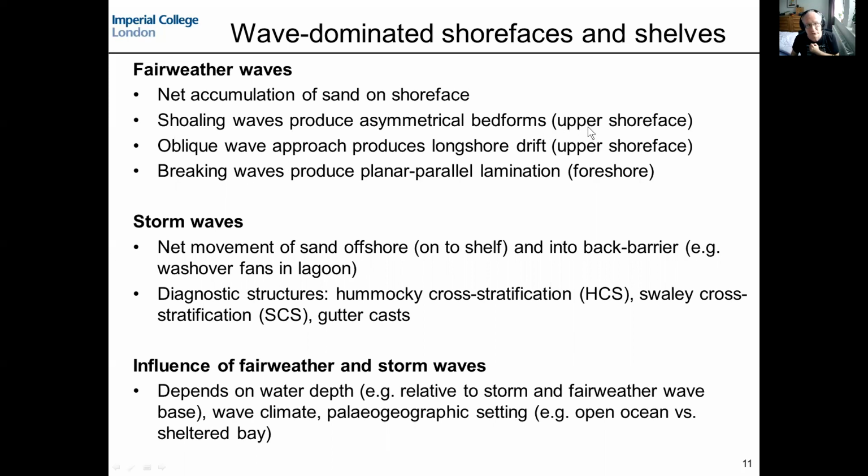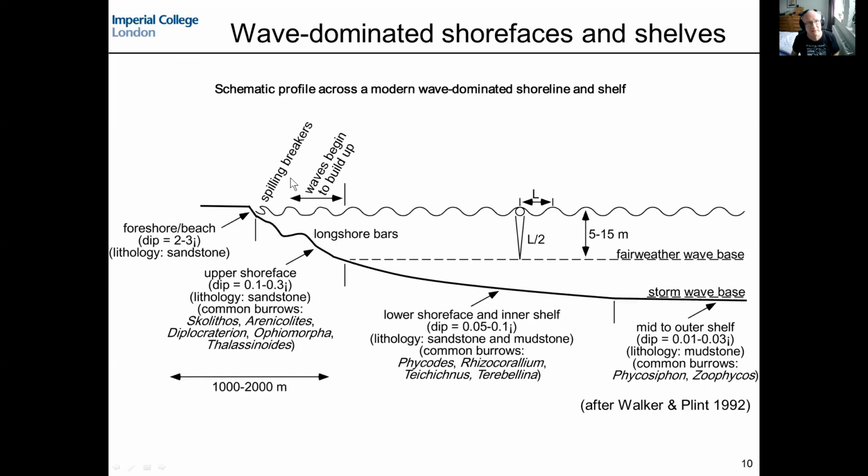The upper part of the shore face, maybe let me move back to this diagram in here. The waves in here become asymmetrical. That's because the waves are encountering friction on the seabed. That kind of slows up the front of the waves as they're moving onshore, and that can cause them to become asymmetrical. Asymmetrical waves then are capable of generating ripples and dunes, which can migrate.